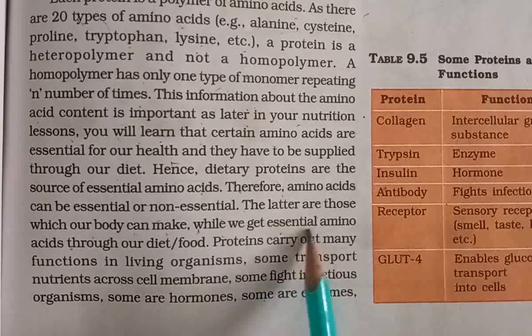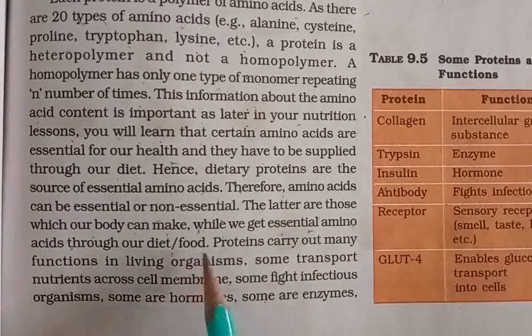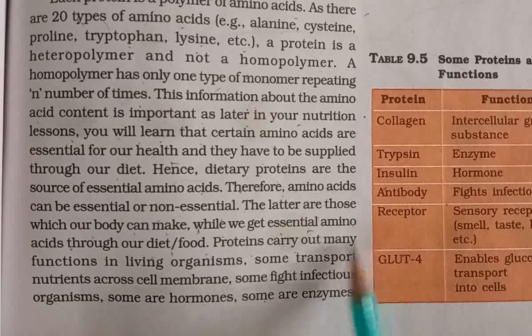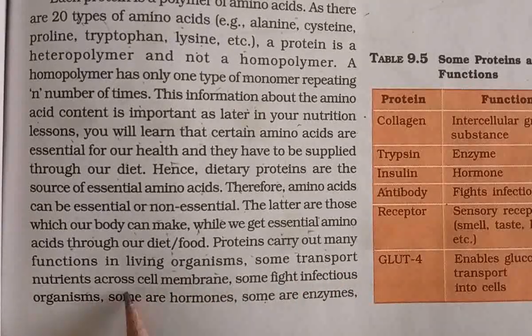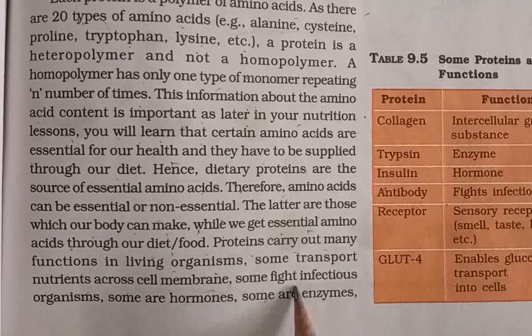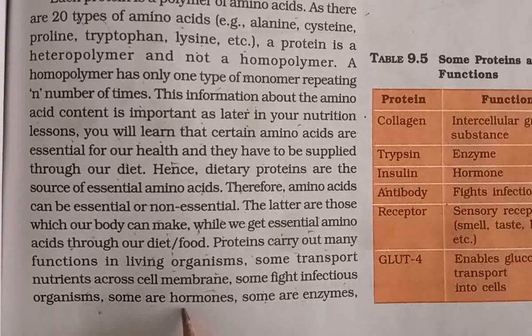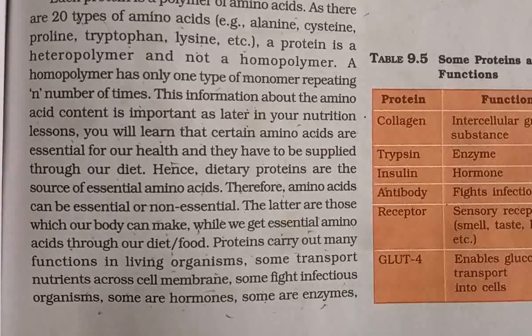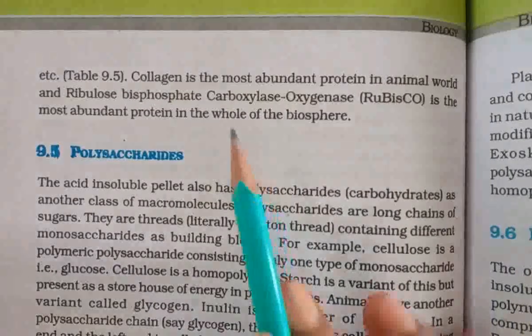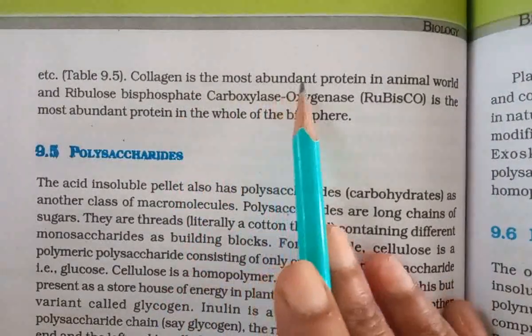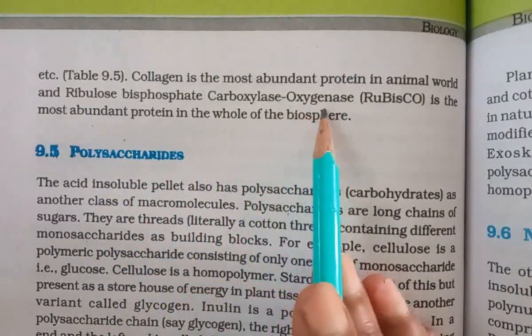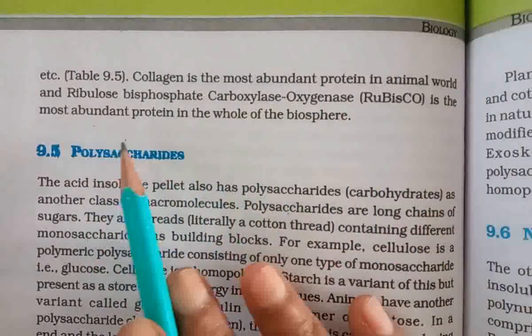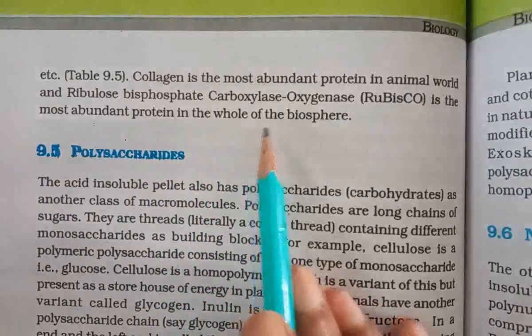While we get the essential amino acids through our diet, food, proteins carry out many functions in living organisms. Some transport nutrients across the cell membrane, some fight infectious organisms, some are hormones and some are enzymes, etc. Collagen is one of the most abundant proteins in the animal world, and ribulose bisphosphate carboxylase oxygenase, rubisco, is the most abundant protein in the biosphere.